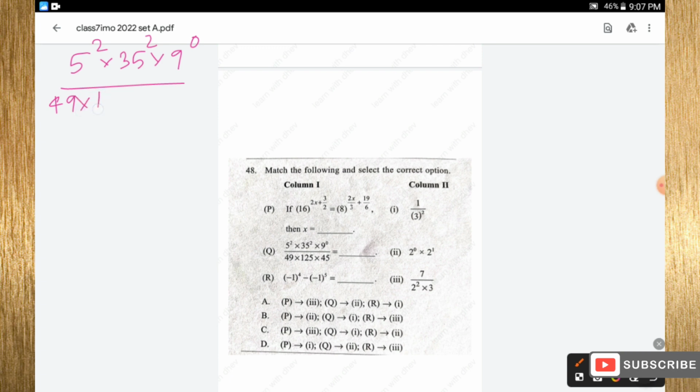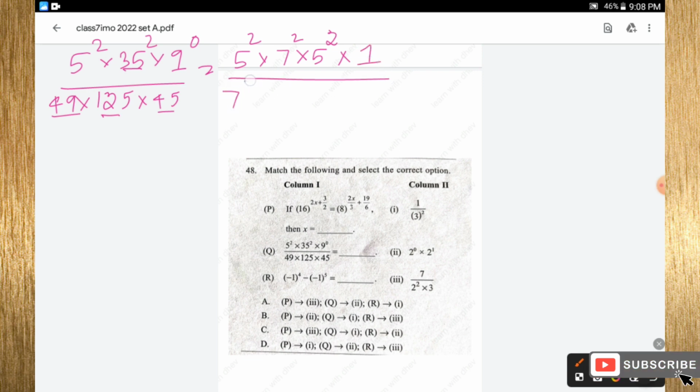Divided by 49 into 125 into 45. See, first you have to make all the bases prime numbers. So you have to write all the numbers in exponential form. 35 square can be written as 7 square into 5 square, because 7 fives are 35. Then 9 to the power 0: anything to the power 0 is 1.